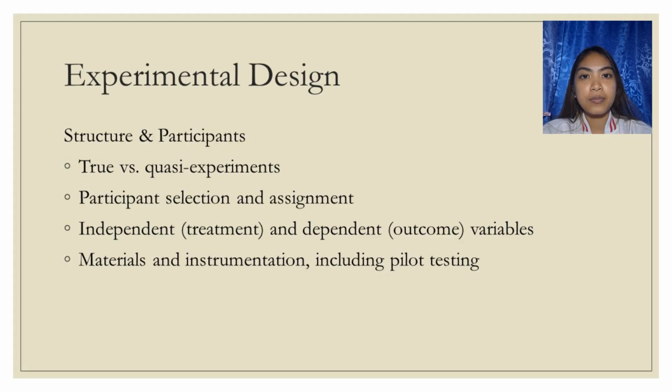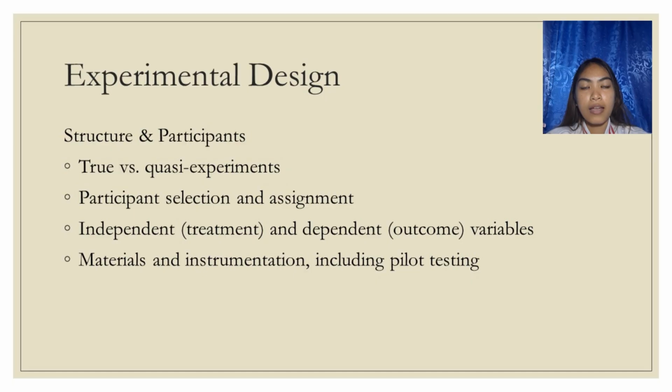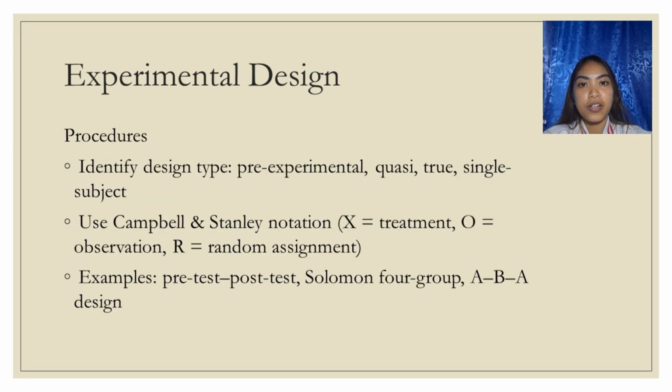Instrumentation and materials come next. This includes describing the instruments used to measure outcomes, their validity, reliability, and the permission needed to use them. It also includes describing the materials used in the treatment, such as instructional materials, scripts, or programs. Pilot testing of materials may be included to ensure they can be implemented consistently. Next is the experimental procedures.